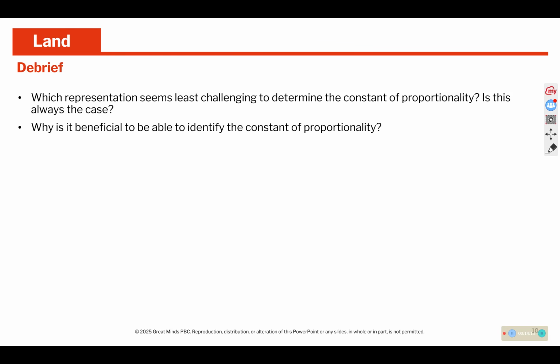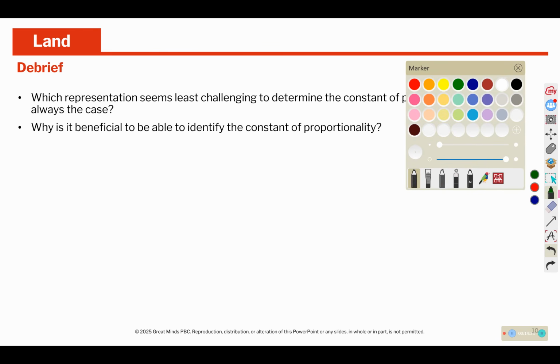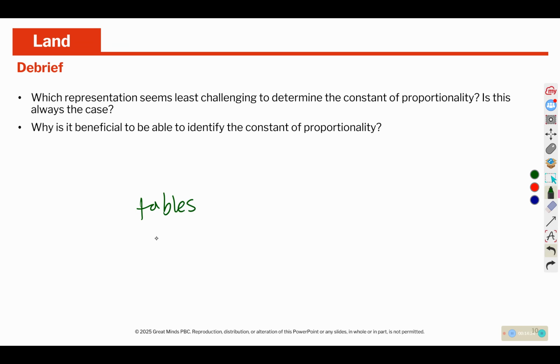There are several different ways that we can represent constants of proportionality or proportional relationships. Those include tables, graphs, and equations. Think about which one is the least challenging to determine the constant of proportionality. And then also think about why it's beneficial to be able to identify the constant of proportionality. Why is that number helpful? When you're ready, feel free to check back in for lesson 9.